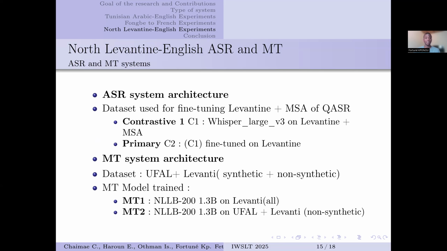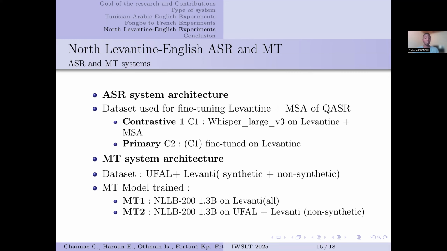For the North Levantine to English task, we train ASR and MT systems. For the ASR architecture, we use the Levantine dataset plus the QASR dataset. In that dataset, we have the MSA corpus which is exploited, not all of the QASR. Now, for the contrastive 1 model, we fine-tune Whisper large on the Levantine plus the MSA data. And for the primary, we proceed to further fine-tuning of the contrastive 1 system on the Levantine.